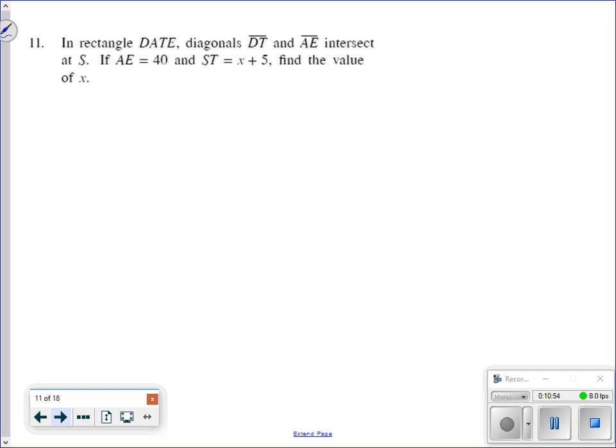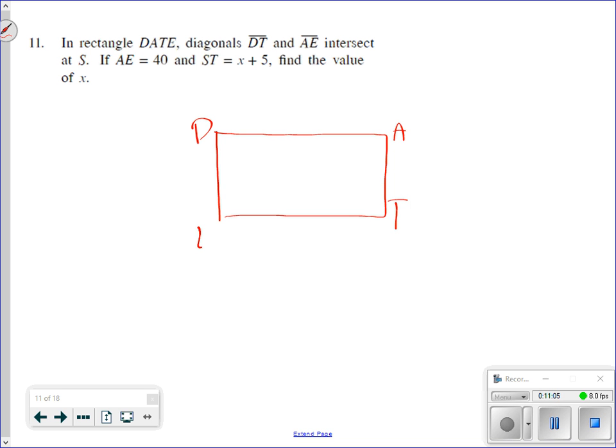11. In rectangle DATE, DT and AE intersect at S. So let's draw ourselves rectangle DATE. And then our diagonals are going to intersect at S. They tell us AE, so the entire distance from A to E is 40. They tell us ST is x plus 5. Find the value of x.